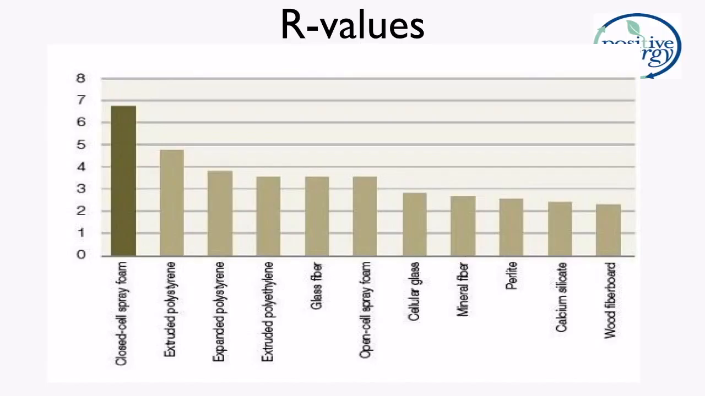So here on this graph we're just showing some typical R values for common insulation. Closed-cell spray foam has the highest R value, and this is a per inch value. And then on the lower side, we've got wood fiber board.